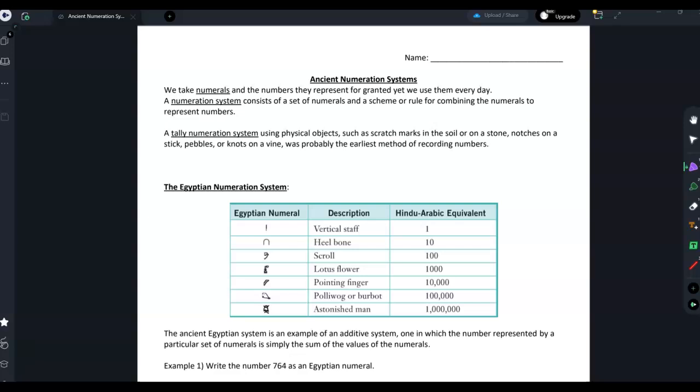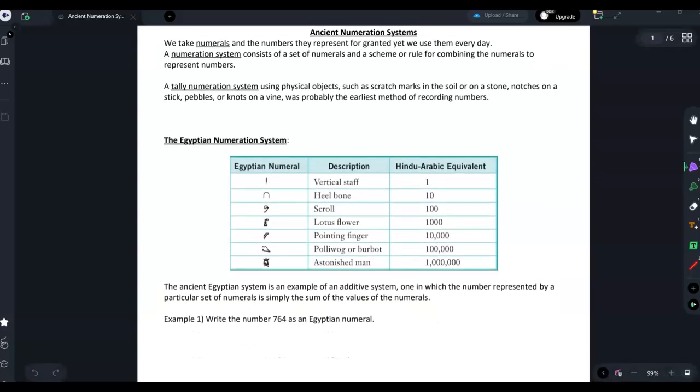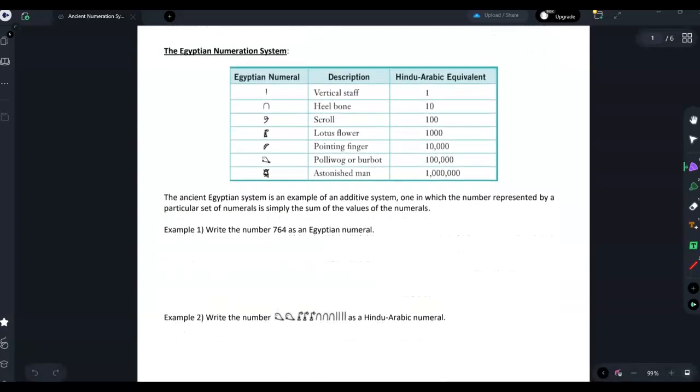One of the early systems is the ancient Egyptian system, and that's the system we're going to look at first out of several. This is an example of what we call an additive system, one in which the number represented by a particular set of numerals or symbols is simply the sum of the values of those numerals. So we have here a vertical staff, which is almost like a tally mark. We have the heel bone, the scroll, the lotus flower, the pointing finger, the pollywog or burbot, and then I love this one, the astonished man. I feel like he's astonished because that number is just so big.